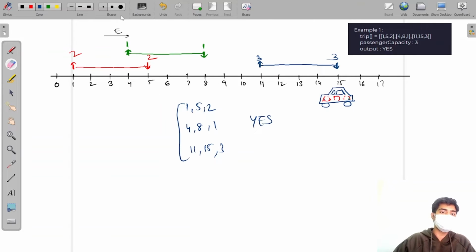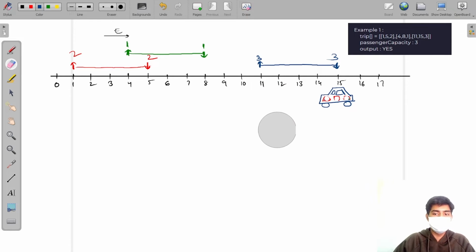This is what my question is asking. It is asking to return yes, or print yes, if this is a valid trip or not. And how will we find if it is a valid trip or not? If the passenger count is greater than my passenger capacity at any moment, then I can say that it is not a valid trip. So this was my first example case.